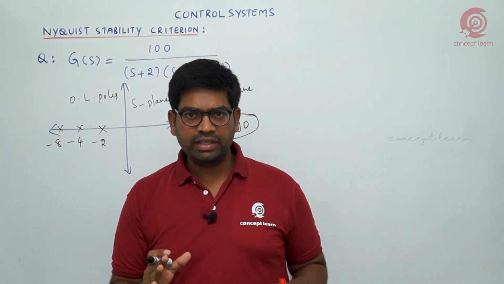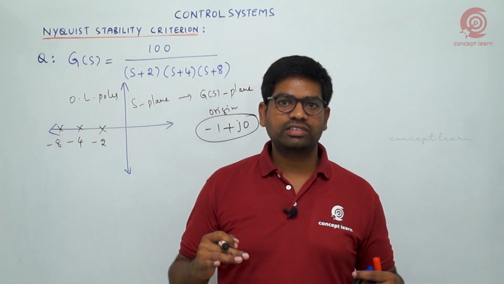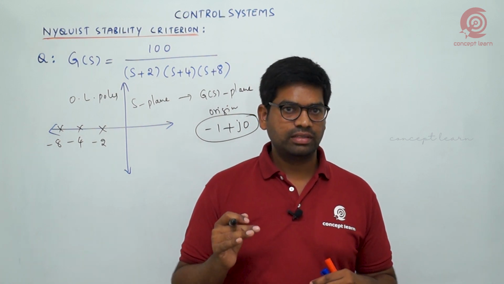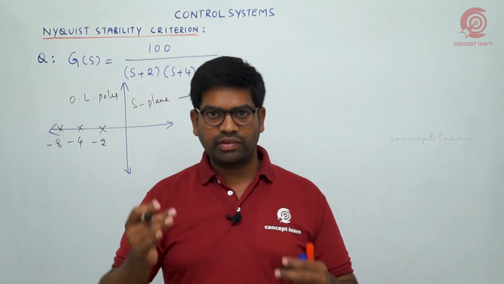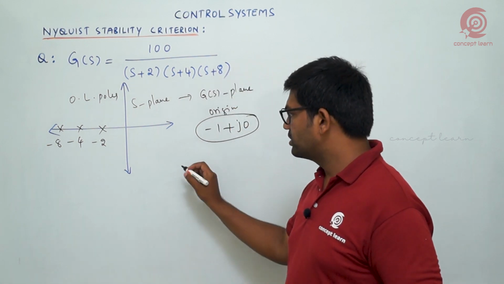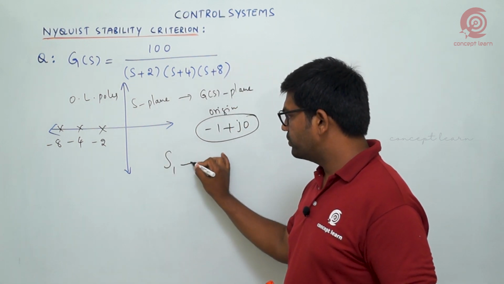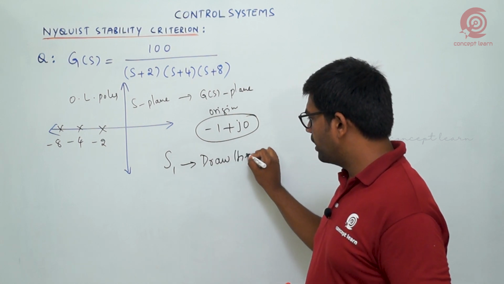So when you are mapping here, we are going with the construction of the Nyquist path. The construction of the Nyquist path consists of several paths here. Like S1, when you take S1, it is to draw the polar plot.